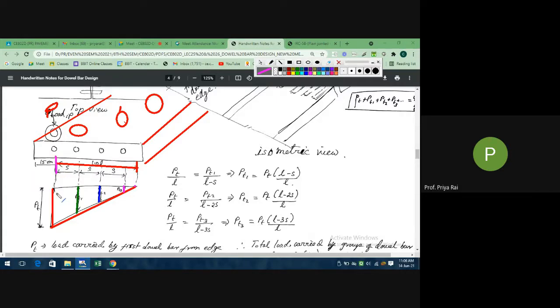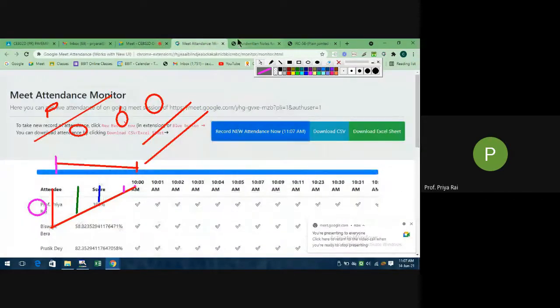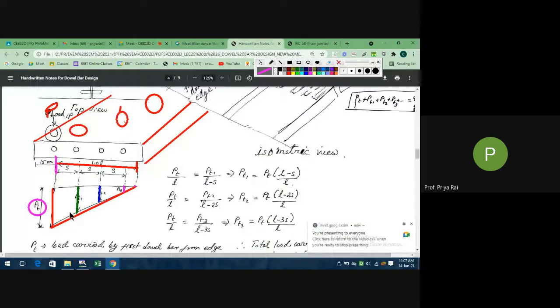With the help of this and the similar triangle formula, we have derived the values of the load transferred by individual dowel bars. The first dowel bar transfers the maximum load, which we have considered as PT. So PT is the maximum load transferred by a dowel bar, or we can say it is the load transferred by the first dowel bar from the edge. This is the value of PT.